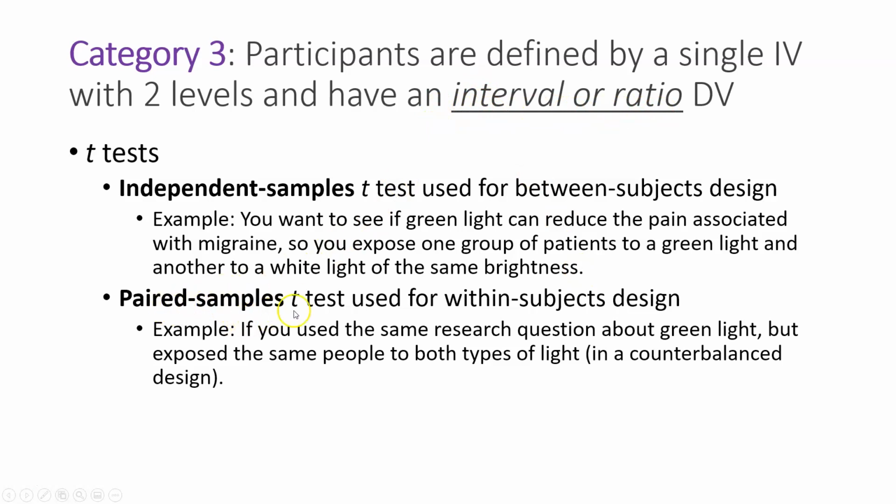A paired samples t-test is used for within subjects designs, as you recall, when you take the same people and you measure them more than once, like pre-post. So in this case, you might use the same research question about the green lights, but you expose the same people to both types of light, and of course you would want to do this in a counterbalanced design so that you started some people on the green light and you started other people on the white light, and then you switched both groups to view the other kind of light.